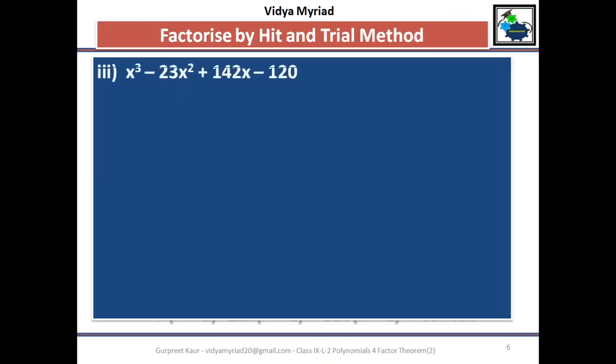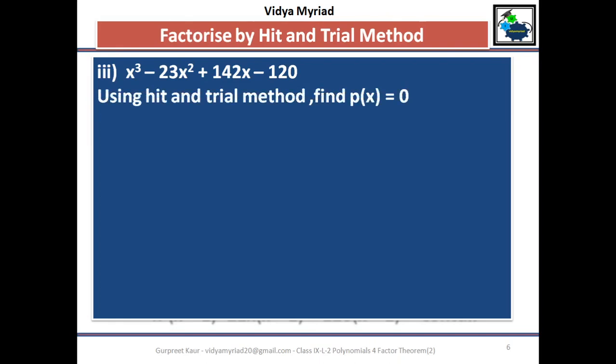Now next is when you have cube in it. Now here you can't do middle term splitting. Okay. So the method we call the hit and trial method. What does it mean? Now see. Here I will equate, you have to find out p(x) is equal to 0.